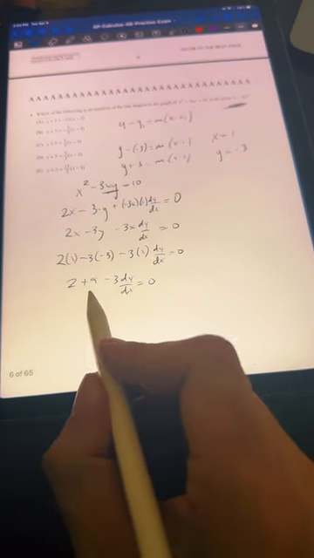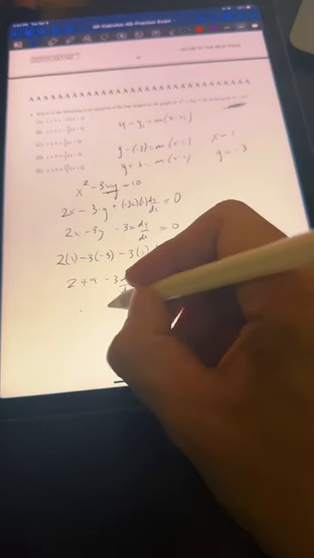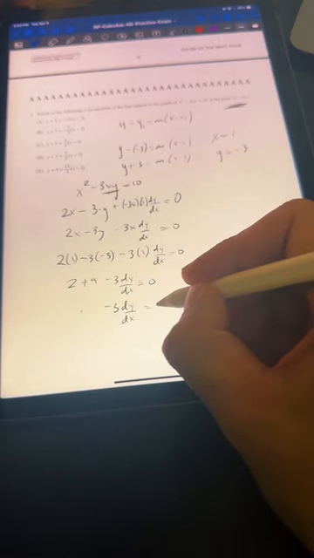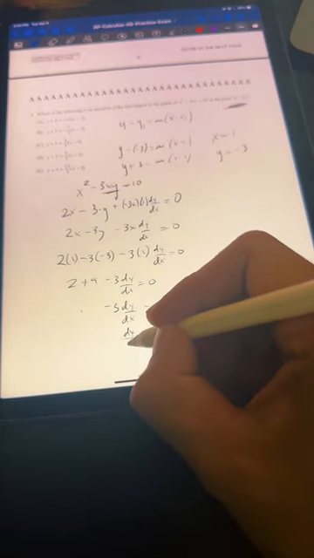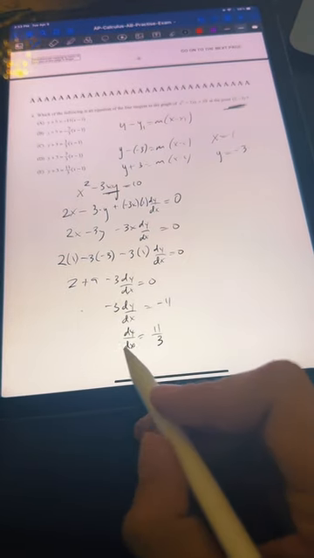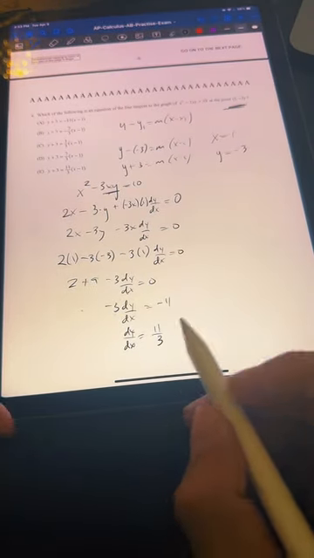And now let's go ahead and add this together, which is 11, and bring it to the other side. So negative 3 dy/dx is equal to negative 11, and then divide by the negative 3 to the other side, so dy/dx is equal to 11 over 3. Nice, that's our slope at that particular point.